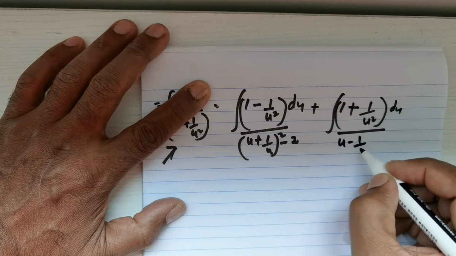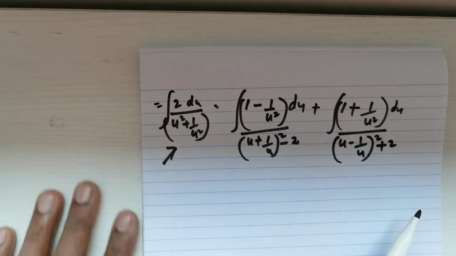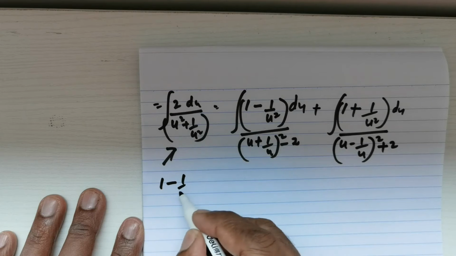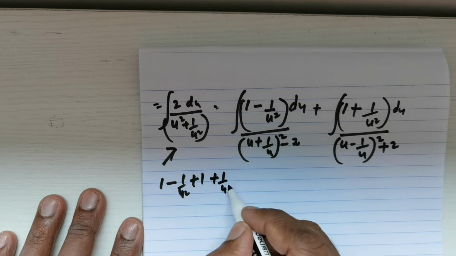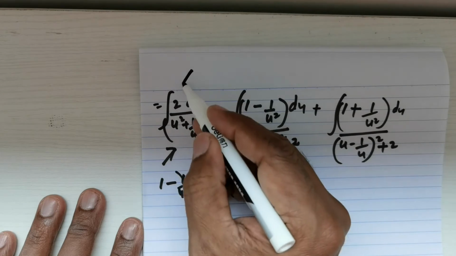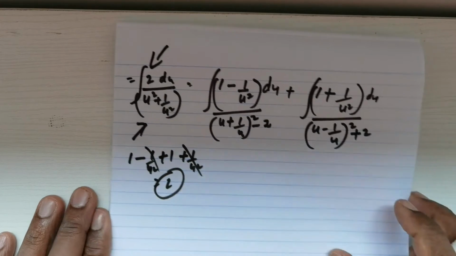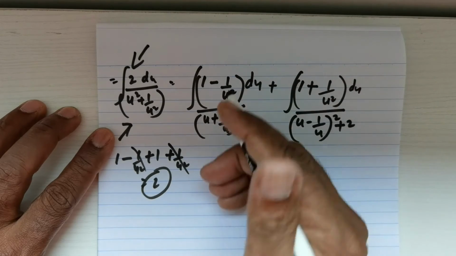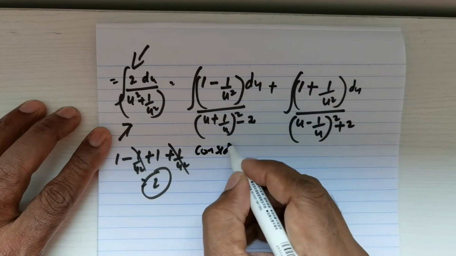which would be (u − 1/u)² + 2. So see the numerator, it's 1 − 1/u² + 1/u². So all these things can be cancelled, giving us the 2 back, which we have here, right? So that is why these forms are very critical to be understood. So now the challenge is to integrate these quantities.